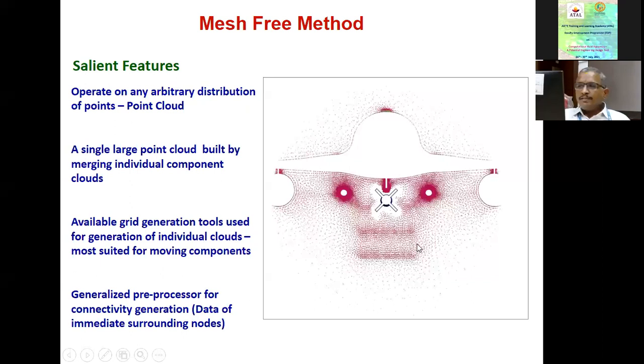So this is the basic principle of the mesh free method. That is, we will use the available grid generation tools to source our cloud of points. And to make the job much easier, I will generate simple grids around each of the components, source those points from each of these grids and combine them to form a big cloud of points.